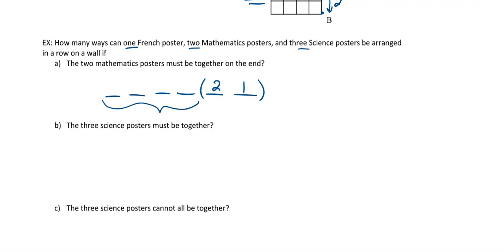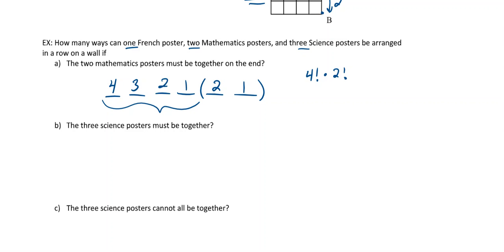But then I'm just going to look over here and just fill in the rest, right? So once we're done with those 2 posters, then we've got 4 to choose from, and then 3, and then 2, and then 1. So in the end here, this is really just 4 factorial times 2 factorial.